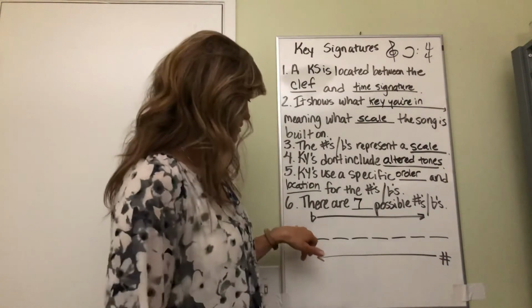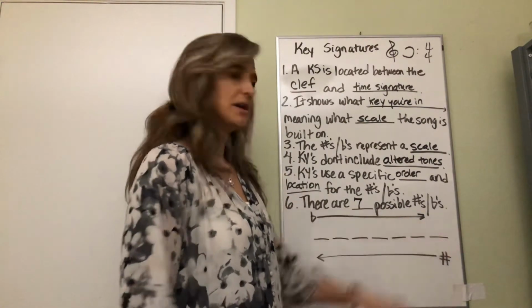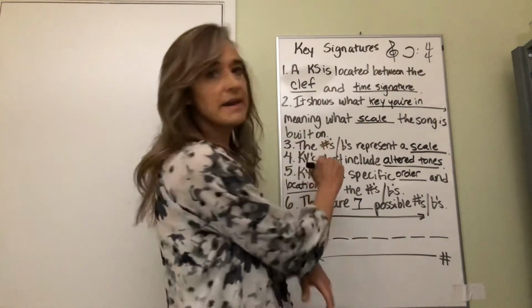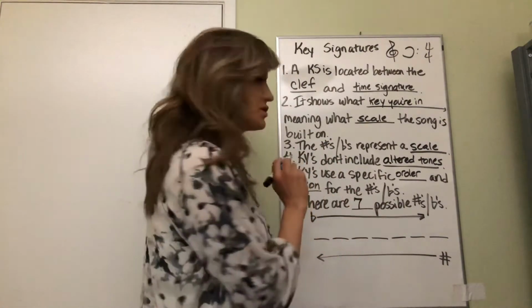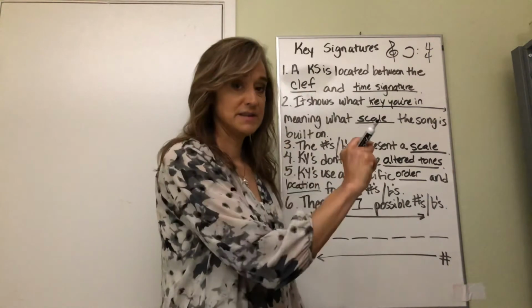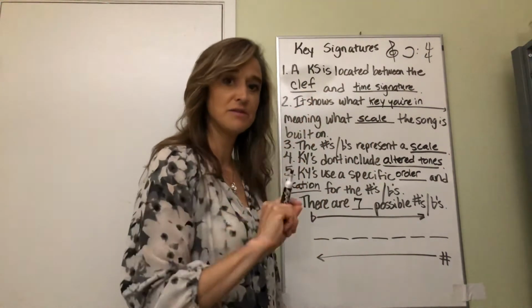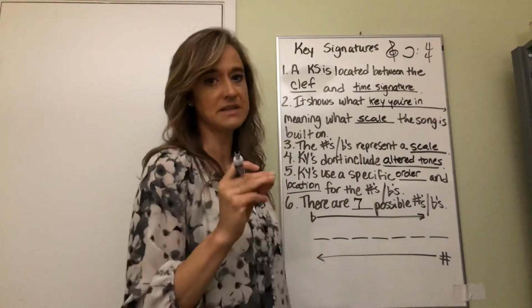All right, now last week I drew the order of sharps and flats, and when I say that, that means that when I draw out a key signature, I'm going to start with this as being my first flat, this is my second flat, and so on. So there's an order to how I put the flats and the sharps up.